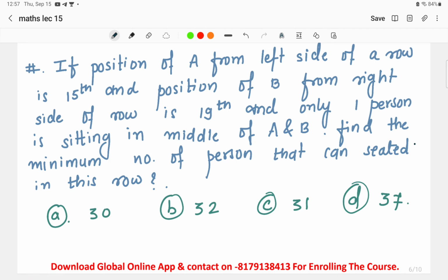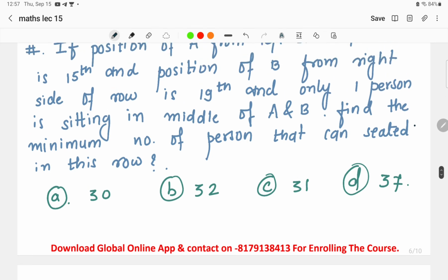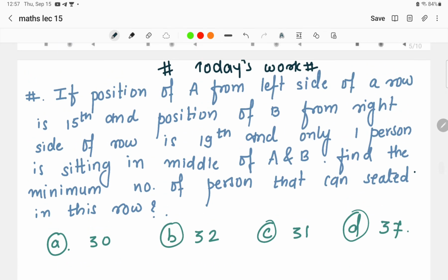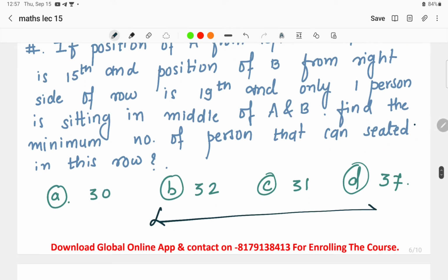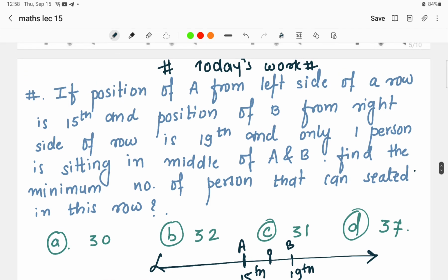Here I have provided you with today's work. I have given you a question, so try to solve it. If not, mention it in the comment section and I will take it in the very next lecture. The question is: if the position of A from the left side of the row is 15th, and the position of B from the right side is 19th, and only one person is sitting in between A and B, we have to find the minimum number of persons that can be seated in this row. Please try to solve it. If not, please mention it in the comment section.